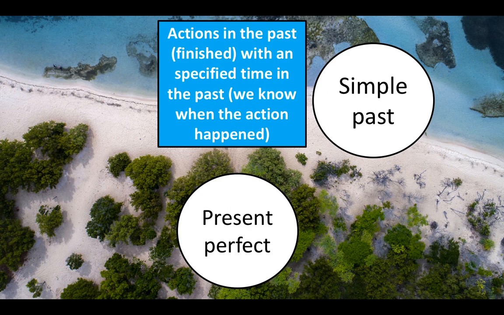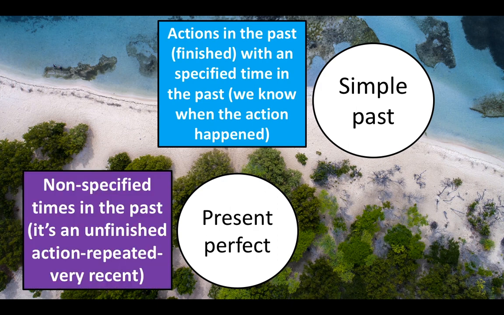Remember, we use the simple past to describe actions in the past that are finished and have specified times in the past, so we know when the action happened. But the present perfect? Alright, we use the present perfect for activities that have non-specified times in the past. What specific actions are we talking about? We're talking about unfinished actions, repeated actions, or actions that are very recent. So remember, in the simple past, we have a specified time in the past, but in the present perfect, we have unspecified times in the past.